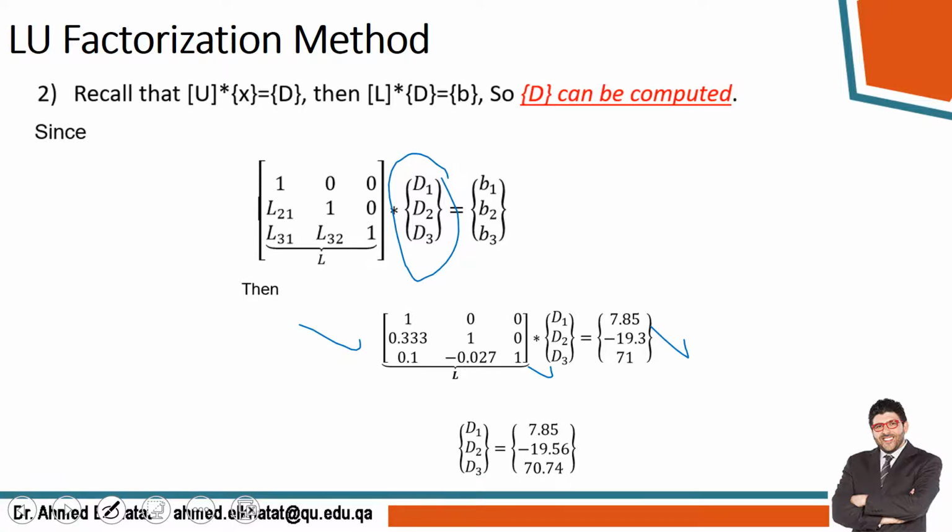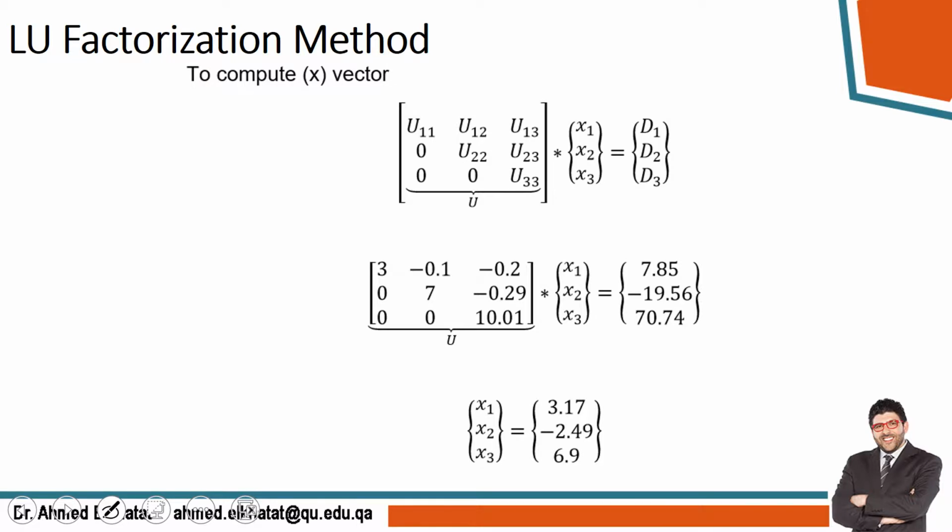How to find it? You can find it by using a calculator, or directly by elimination. Both of them are easy, but the calculator is much easier and faster, to find D1, D2, and D3. Okay, we already found D. Now go for the upper matrix. We said U times X equal D, and D is already calculated and U is known, so we can find X.